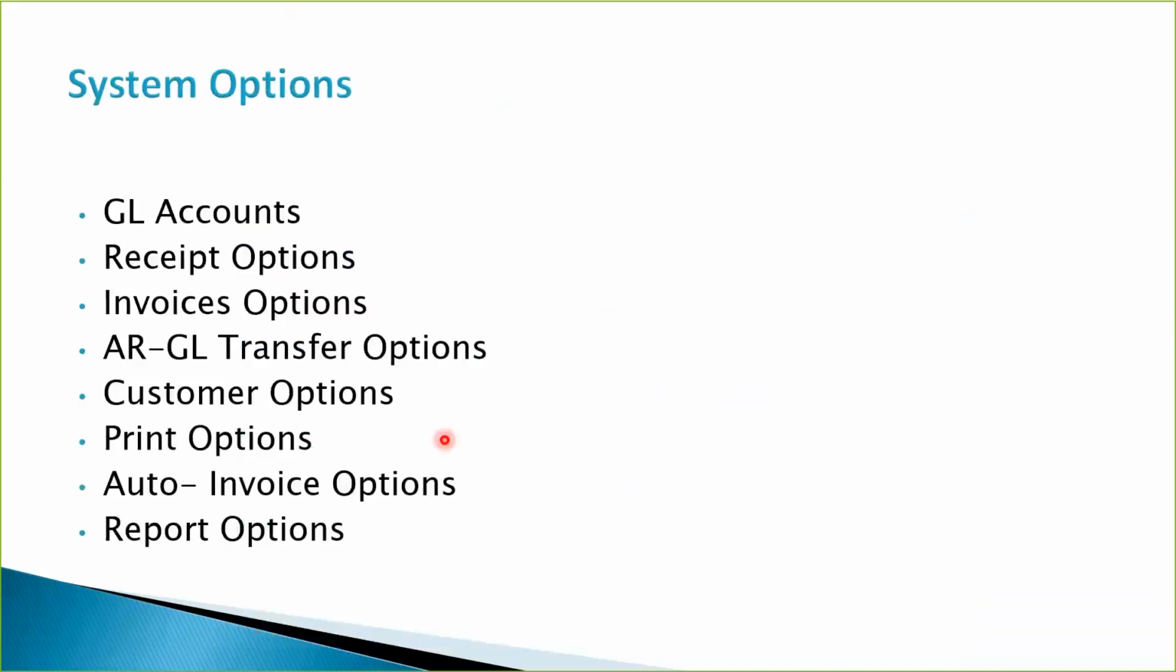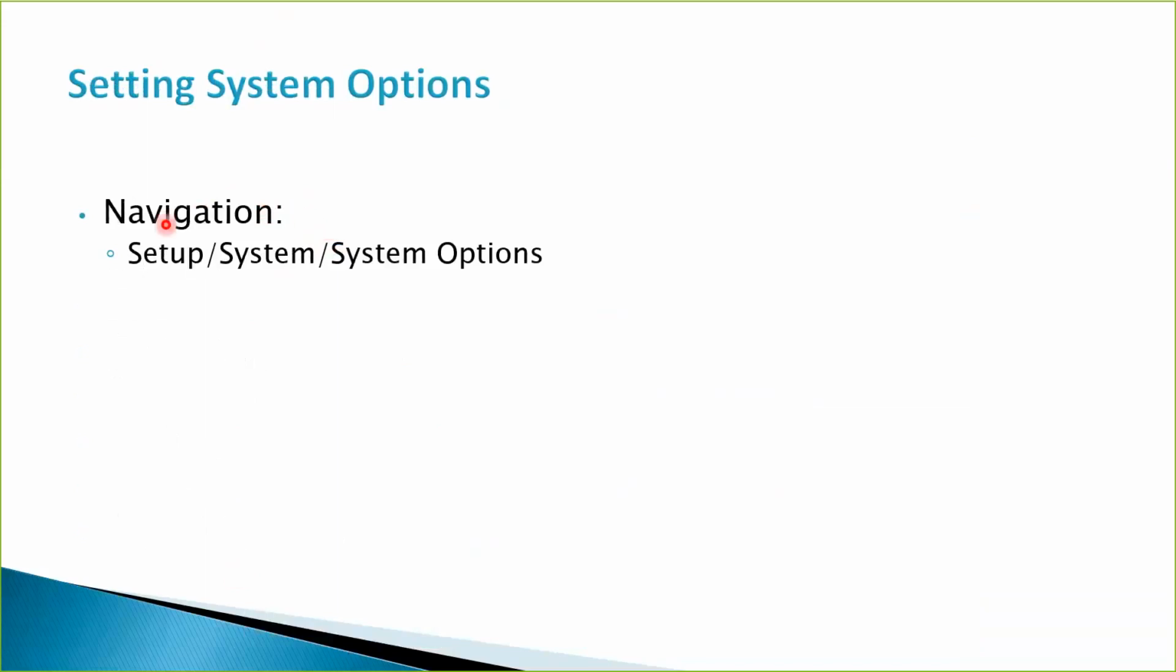So again, just to remind ourselves, these are some of the system options that you can set up on the system options window. And like I said, they are under 4 tabs, which we are going to see when we go to that window. This is the navigation that we use to go to the system options window.